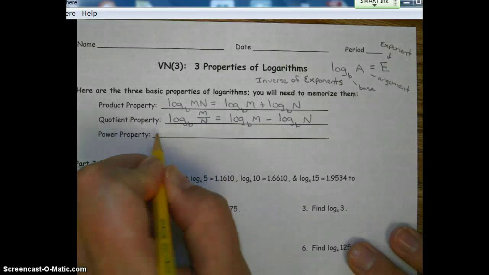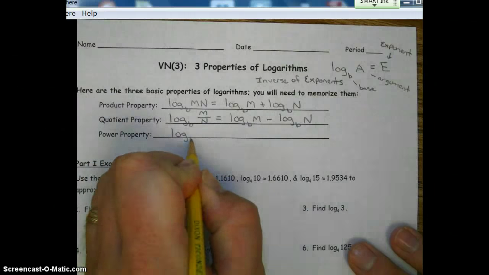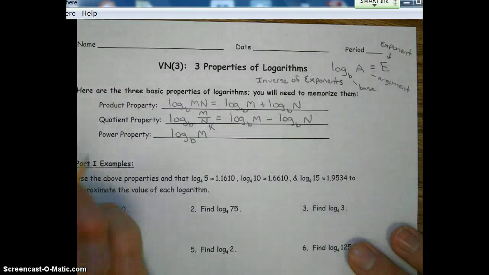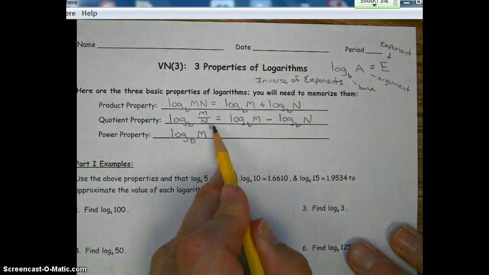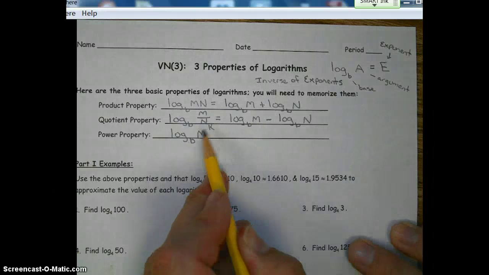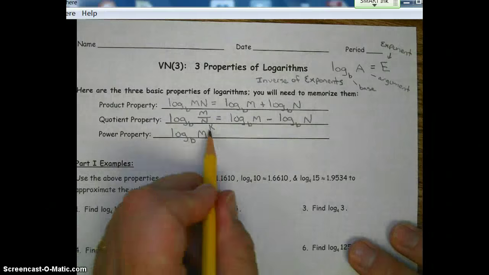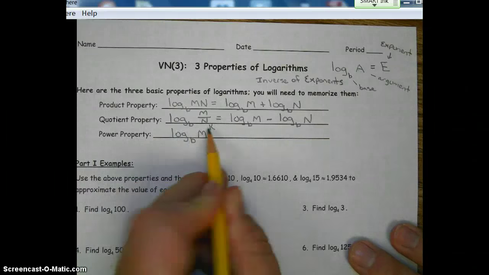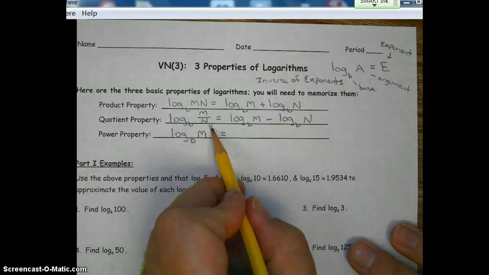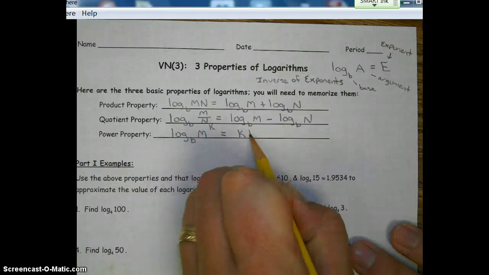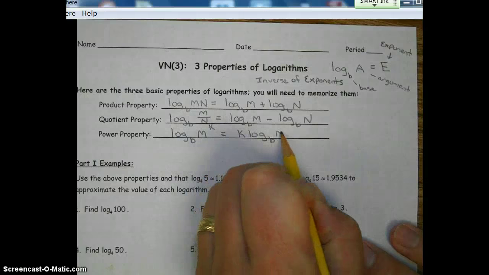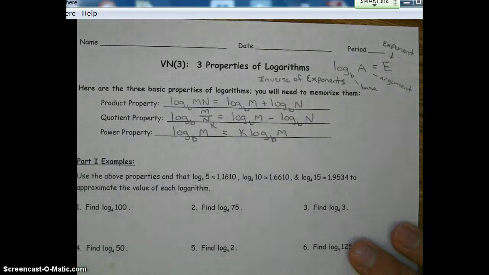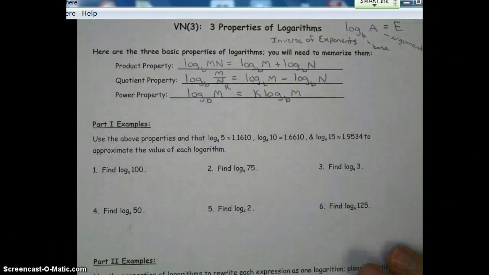Okay, the power property goes like this. Log base B of some argument raised to the k power. Now here we have the power to power. Do you remember the exponent rules for power to power? Remember, this represents an exponent and it's being raised to another exponent. Yes, it's multiplication. So we take k times log base B of m. Okay, so those are our three basic properties of logarithms. We'll be learning some more a little bit later.